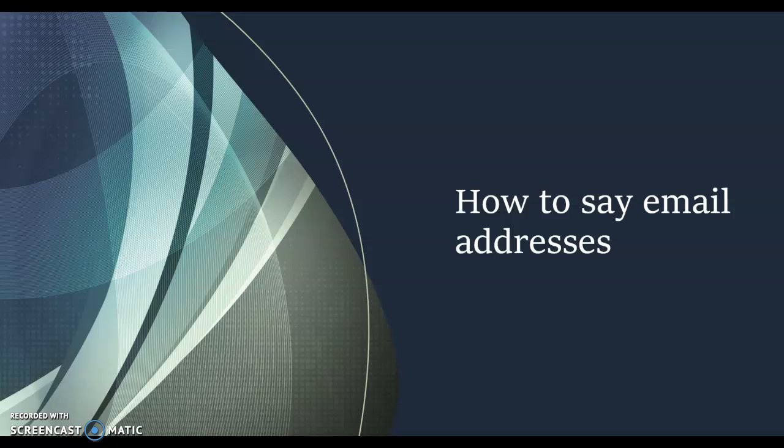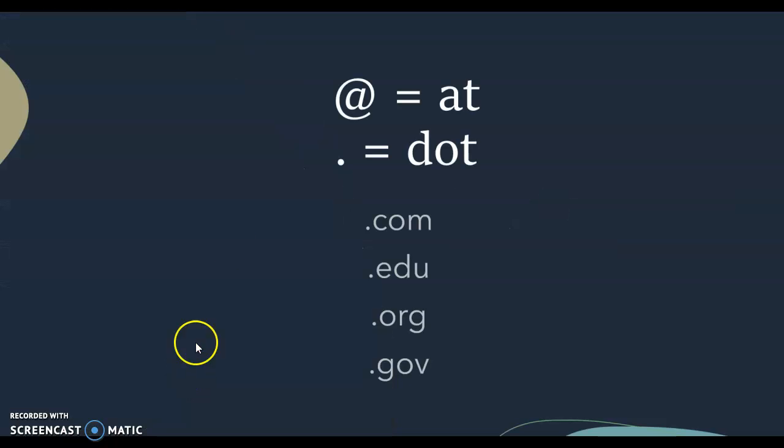Here is a short video about how to say email addresses in English. There are a few symbols you should know. The first one is at. The A with the circle, we say at.